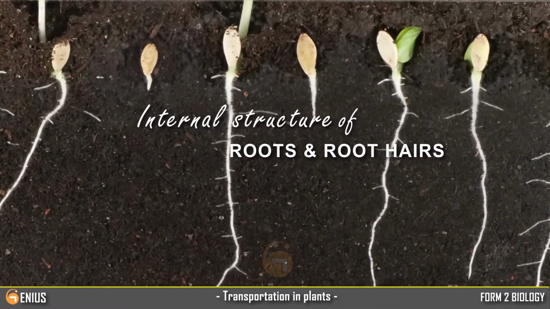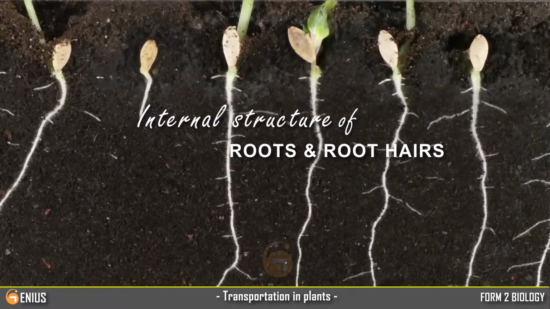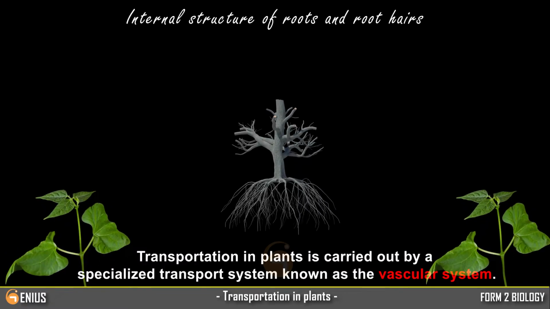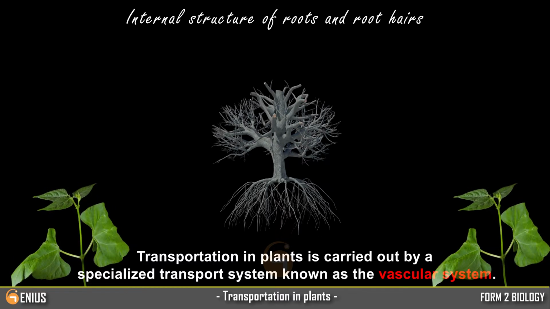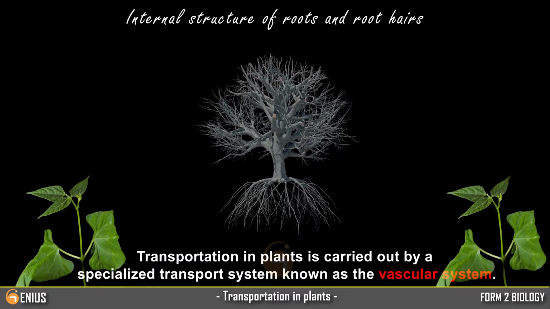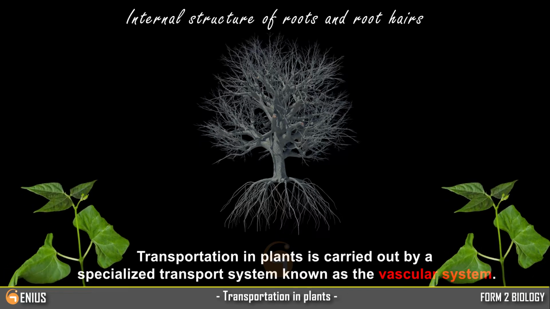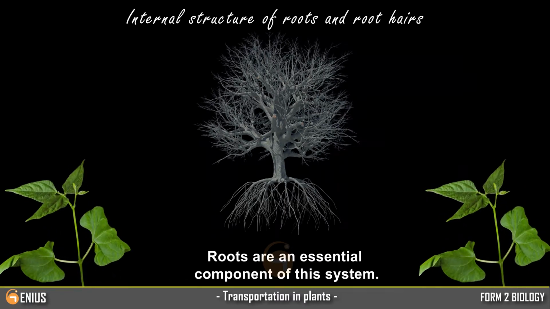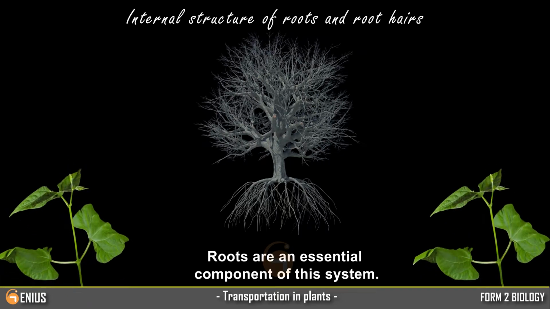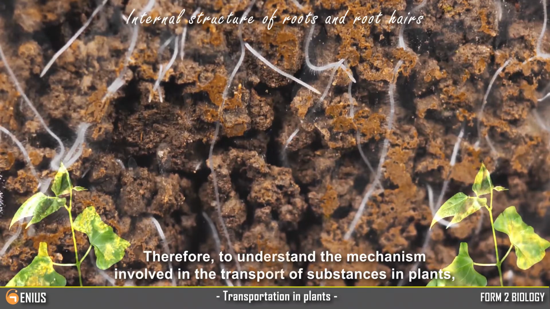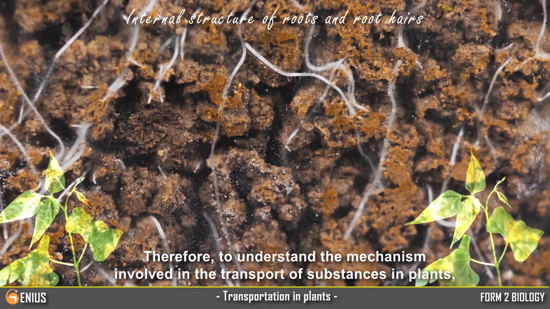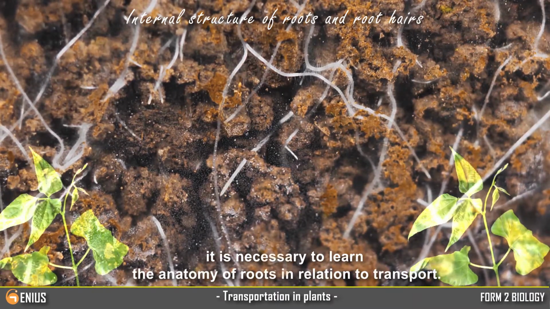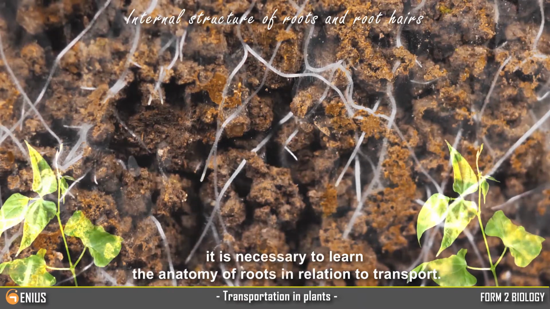Internal structure of roots and root hairs. Transportation in plants is carried out by a specialized transport system known as the vascular system. Roots are an essential component of this system. Therefore, to understand the mechanism involved in the transport of substances in plants, it is necessary to learn the anatomy of roots in relation to transport.